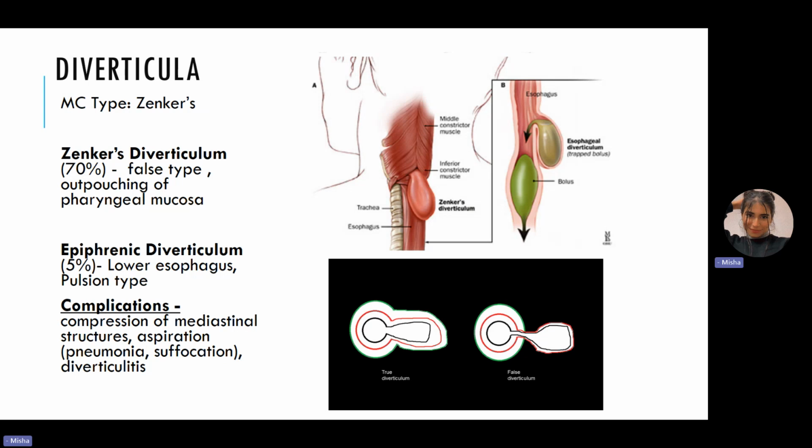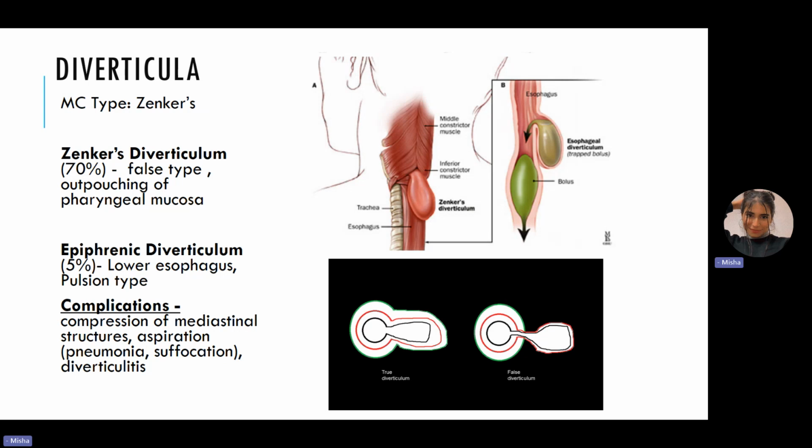Anyways, then we can talk about the mechanisms. We have pulsion and traction. A pulsion diverticulum is usually a false diverticulum. What happens is that increased intraluminal pressure is present, and because of it there's a protrusion.